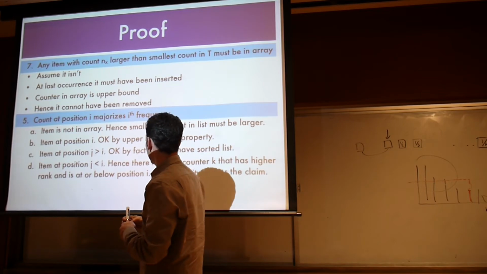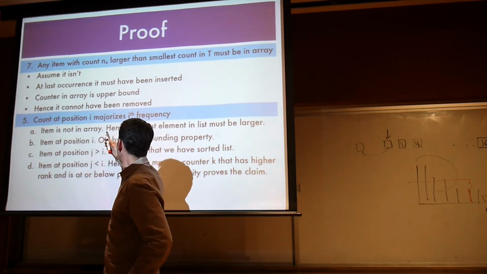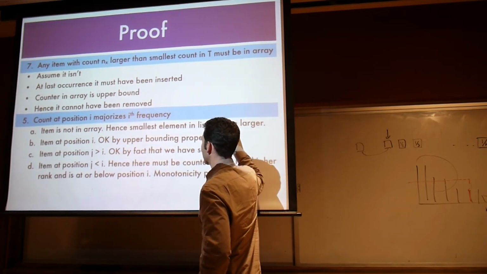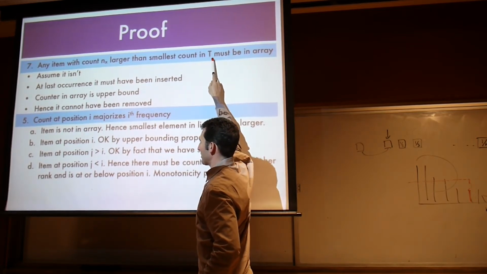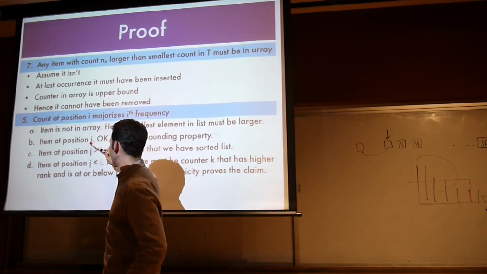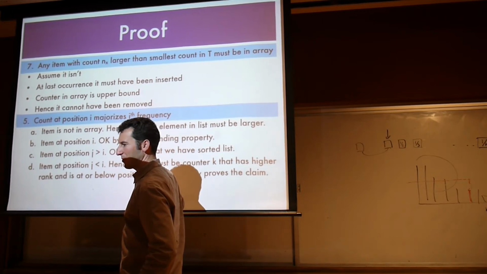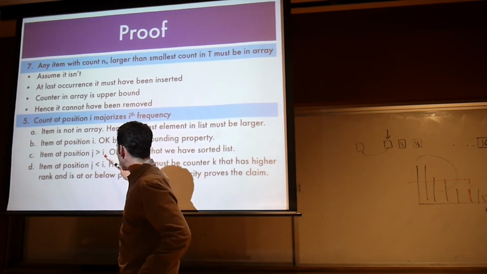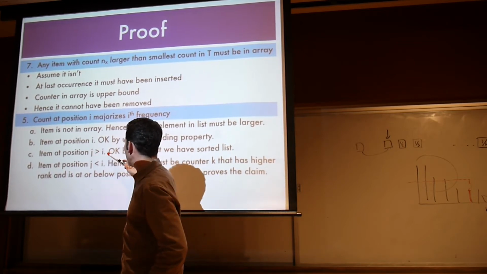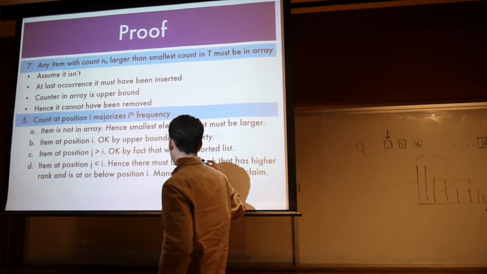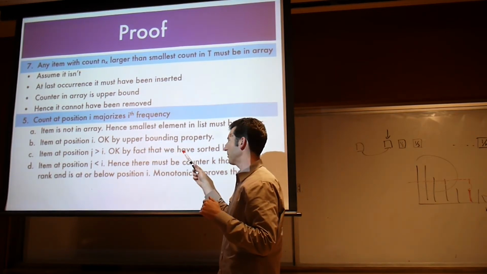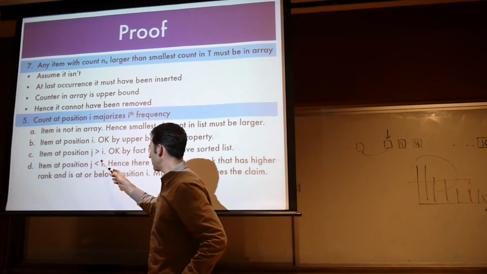Okay, let's say the item is not in the array, but then the smallest element in the list must be larger, so we have a contradiction, so the reasoning of claim number 7 refutes that. Let's say the item is at position i, well then it's trivial because what we observe is an upper bound. If it's lower on the list, then since we have a sorted list, we know that at position i it would have to be even higher, so it holds as well. This is the only tricky part.